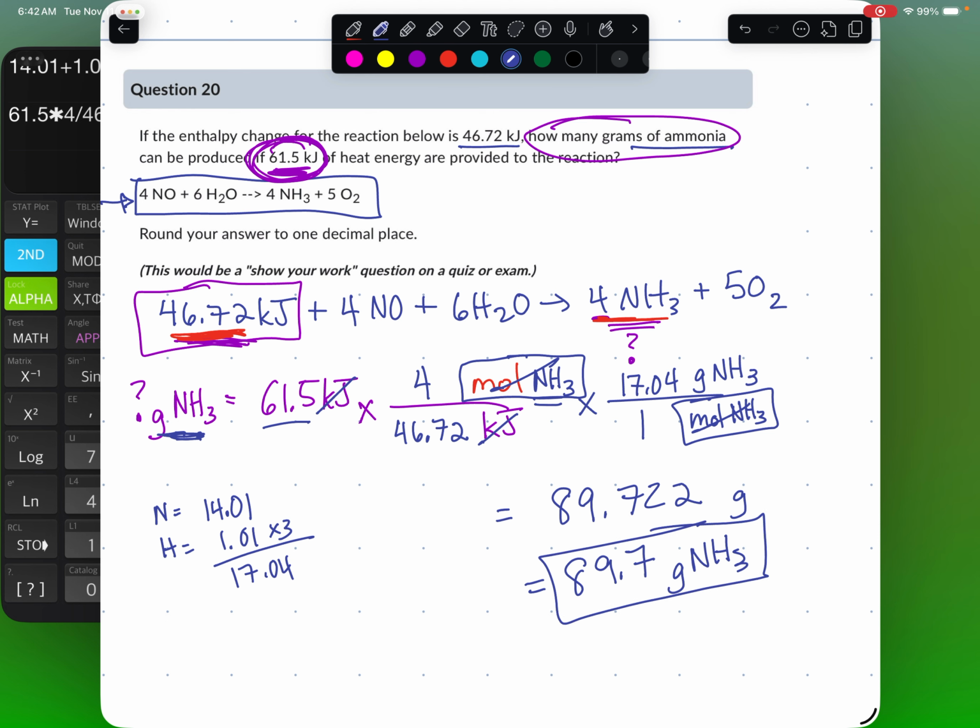When you pull up this problem on your homework, the numbers may not be exactly the same, but the method is exactly the same.